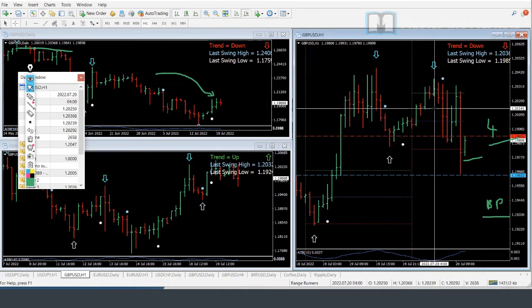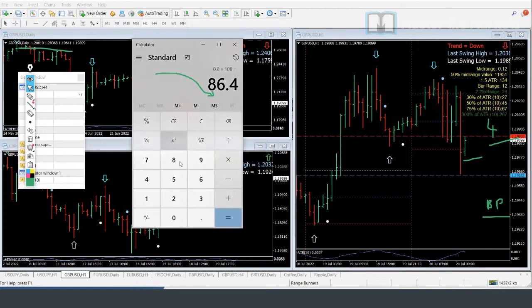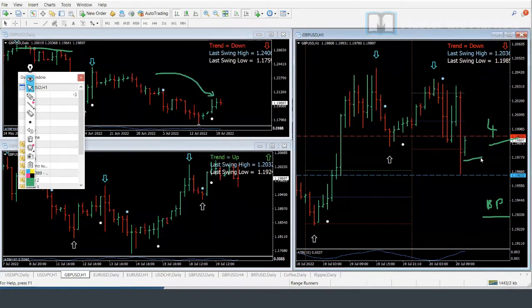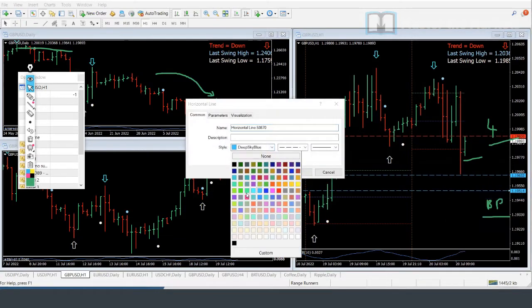Let me just get exact on that a bit. So the high is 120.36. So let me do that, 120.36 minus 86, that will be 119.50. So let me just put the green line there for a short is what we're talking about.